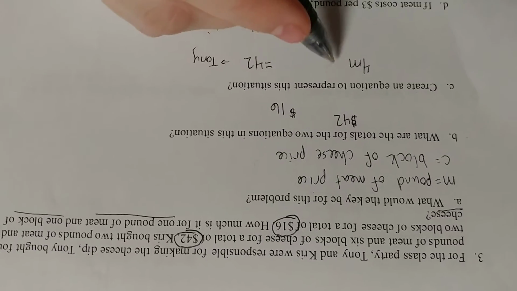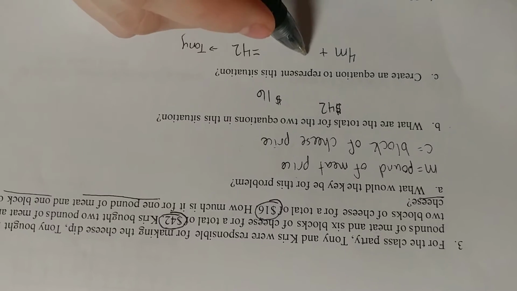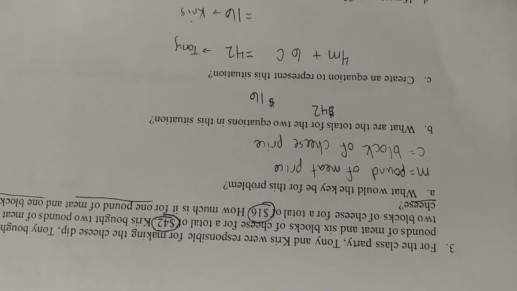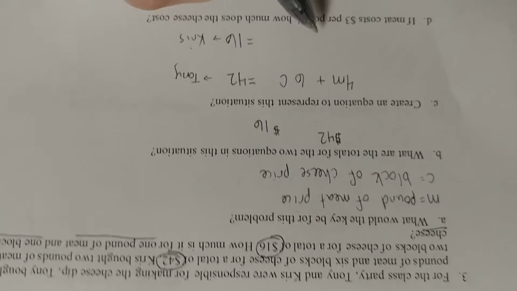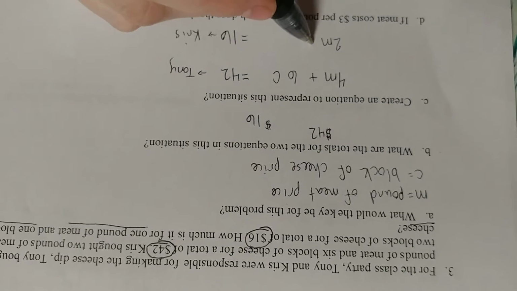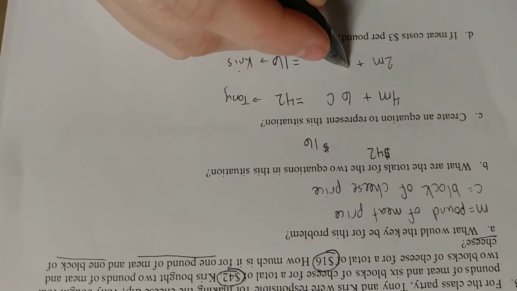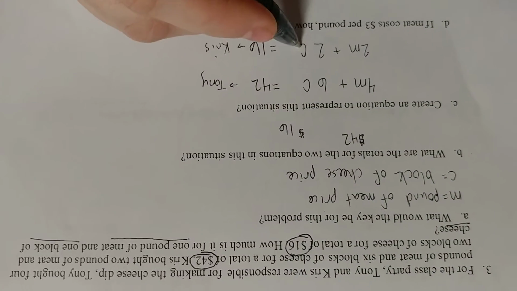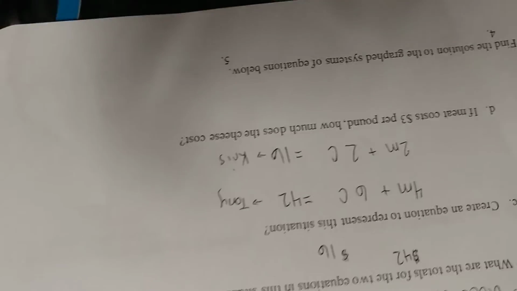Well, I can't write 6 blocks of cheese, but I can say 6C because C stands for a block of cheese. Now we see Chris's equation. Chris bought 2 pounds of meat. Well, I can't write that out, but I can say 2M because M equals a pound of meat. And then it said that he also bought 2 blocks of cheese. Well, that's 2C because I can't write block of cheese, but they do have the equation there.